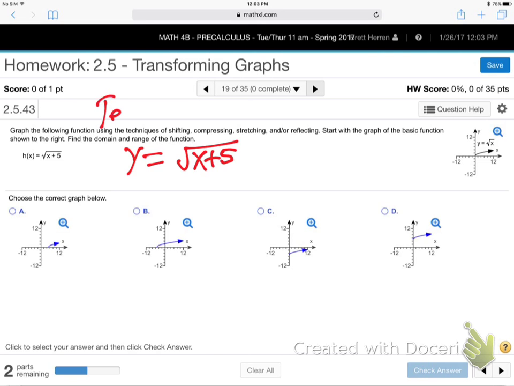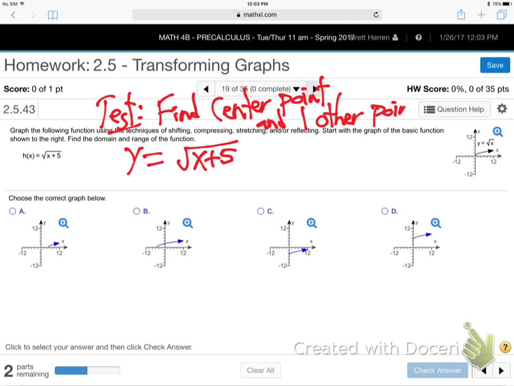In fact, what I'll say on the test is, find the center point and one other point. Now, what do I mean by the center point? Well, all of those six graphs I gave you the other day are originally centered at the origin. So what does just the basic square root of x look like? I always think of it as a firework, because it looks like you set a firework on the ground and it shoots off to the right. If it only goes one way, it's a little firework graph. It's centered at the origin. They're all centered at the origin to start with.